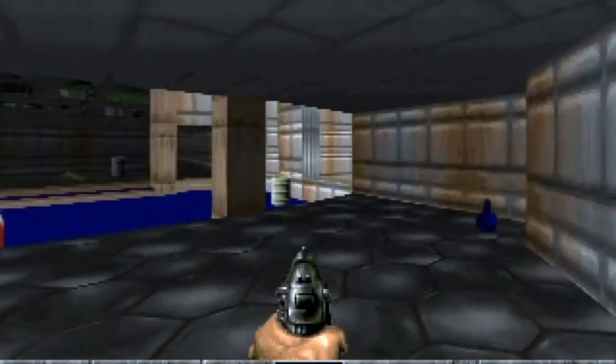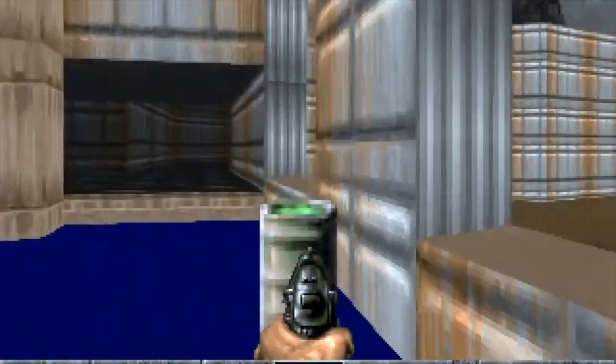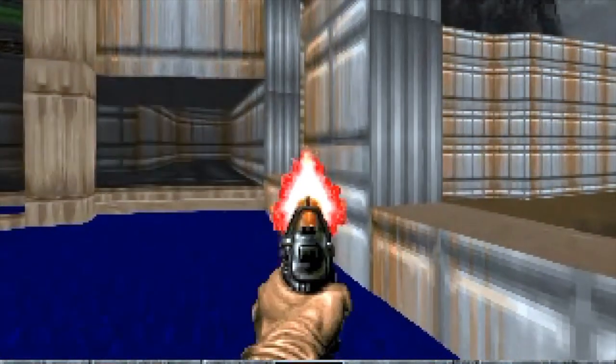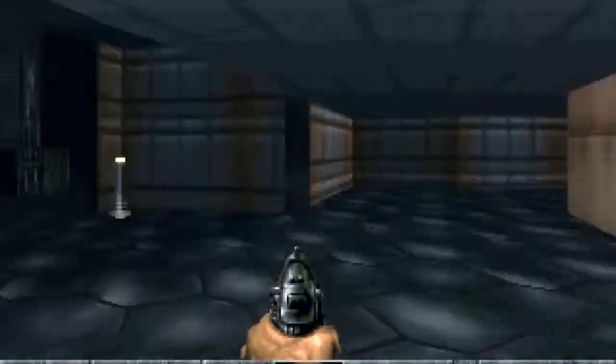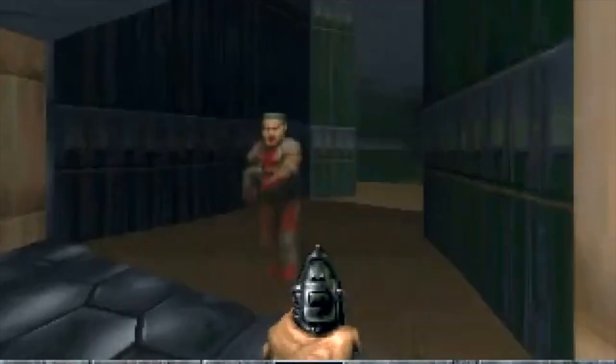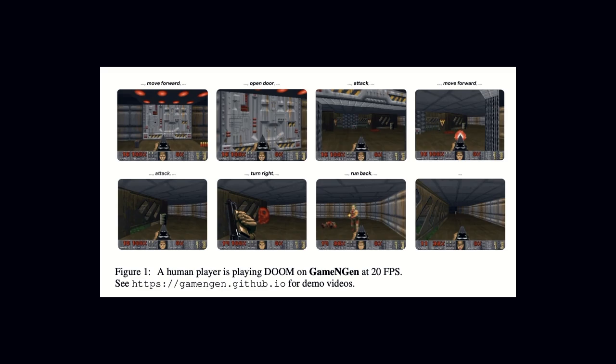Today, we're diving into something truly revolutionary, GameNGen, a game engine powered entirely by neural networks. If you thought traditional game engines were advanced, think again. GameNGen is set to redefine how games are created and played. Stick around to find out how this incredible technology works.